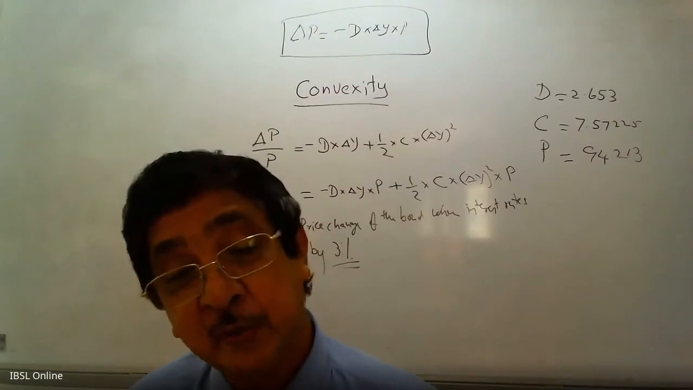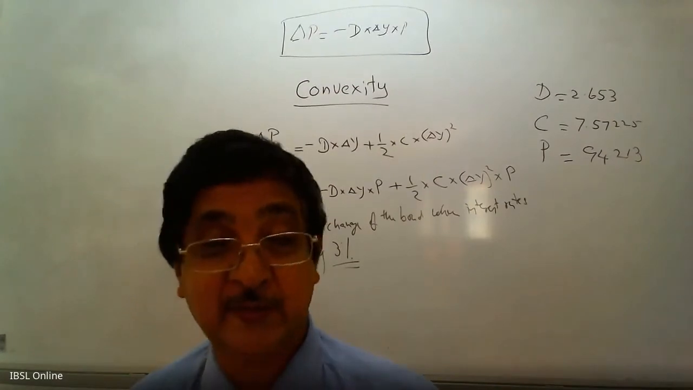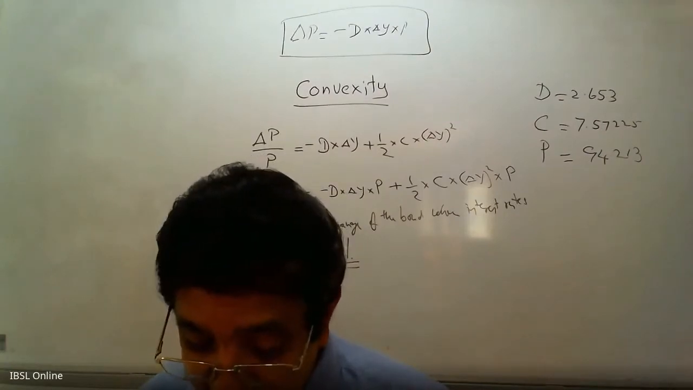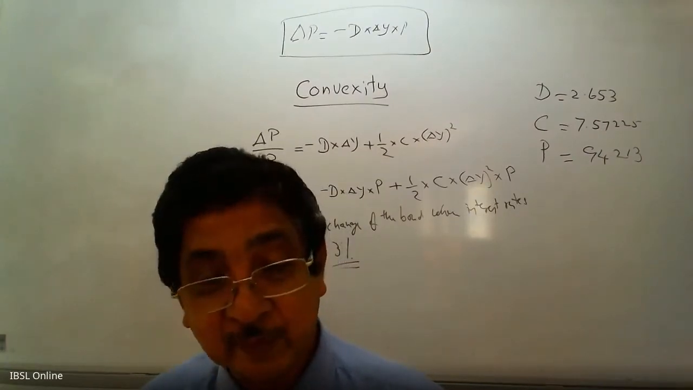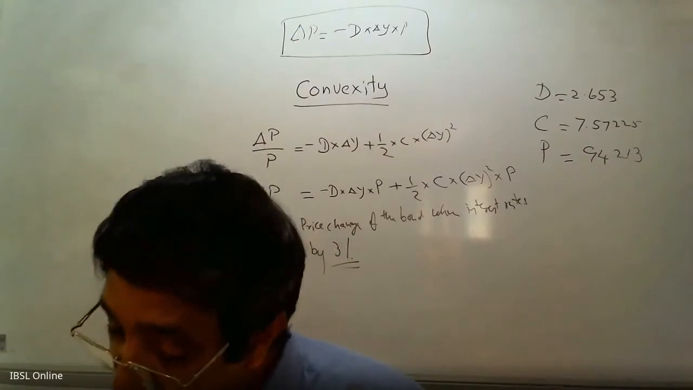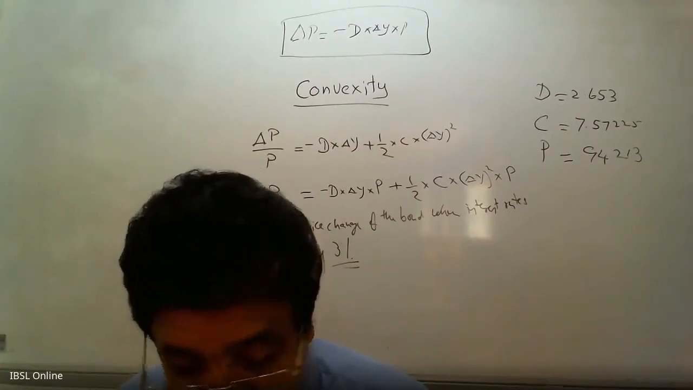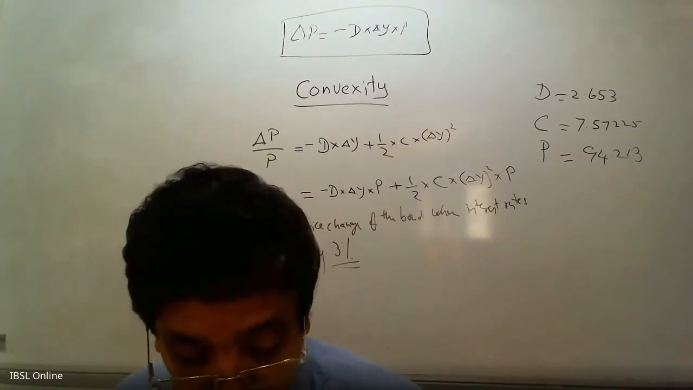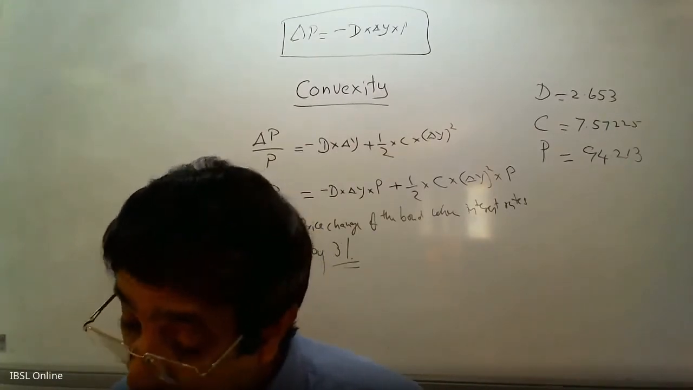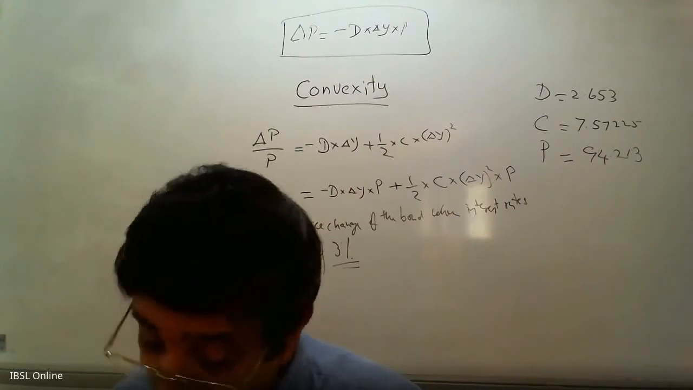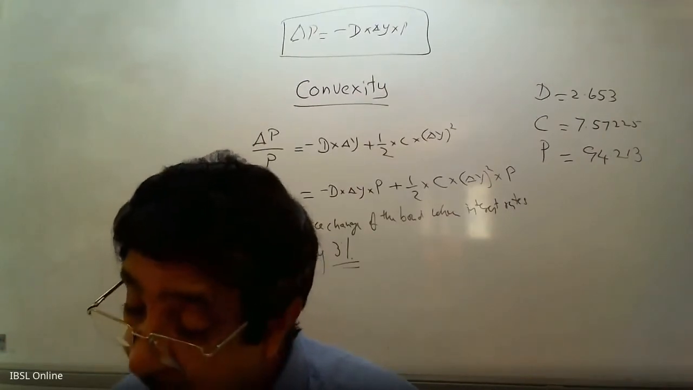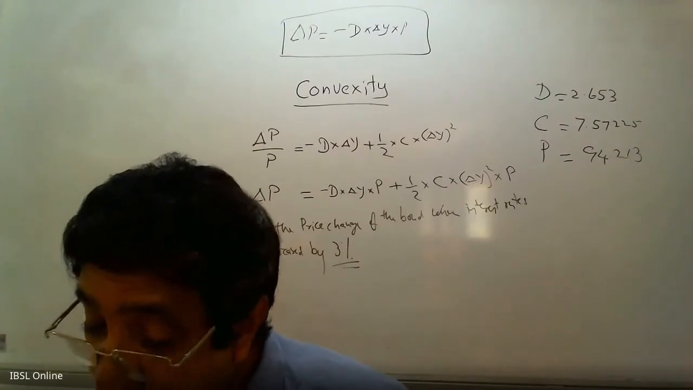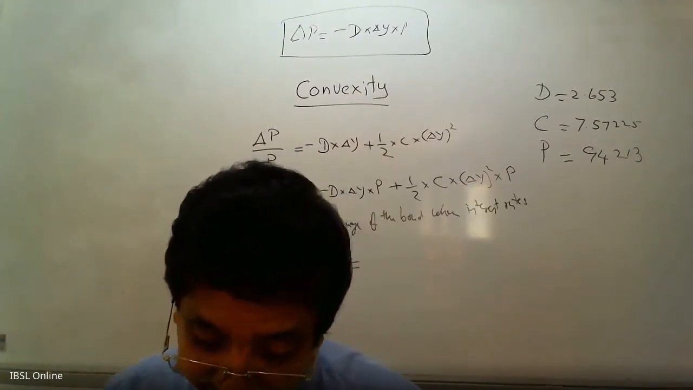Then can you say what is the new price? The new price is 94.213 minus 7.177. So just get the new price also. The new price is 87.036.